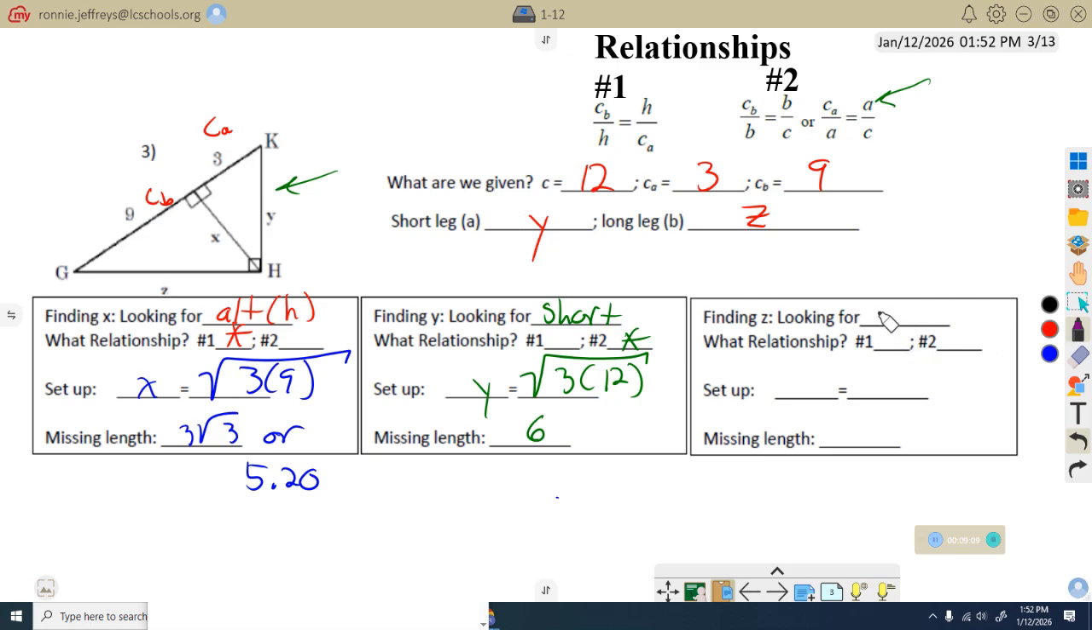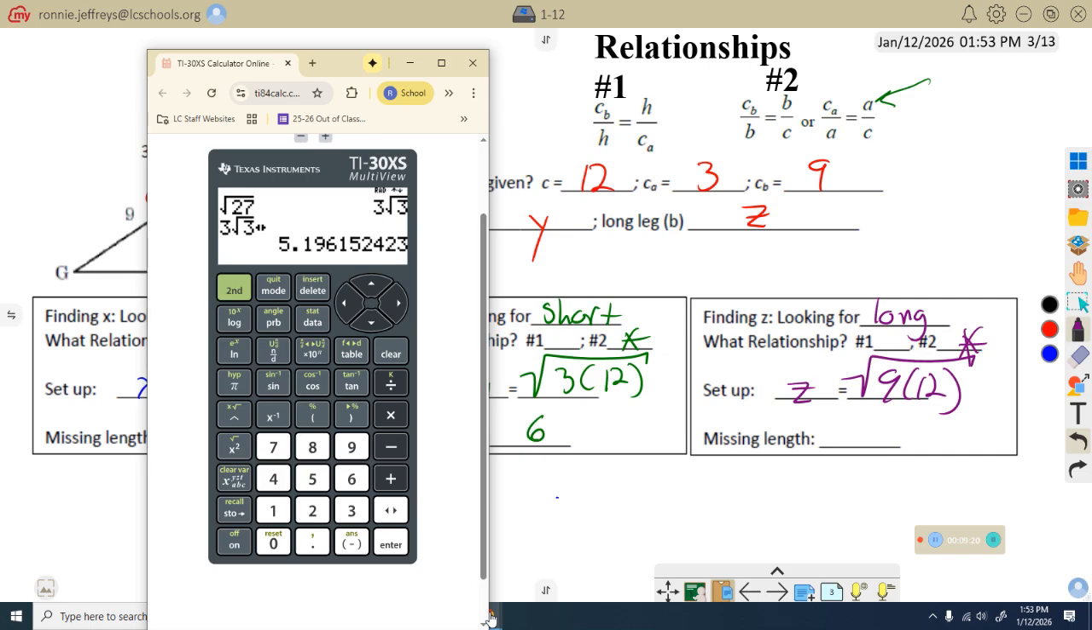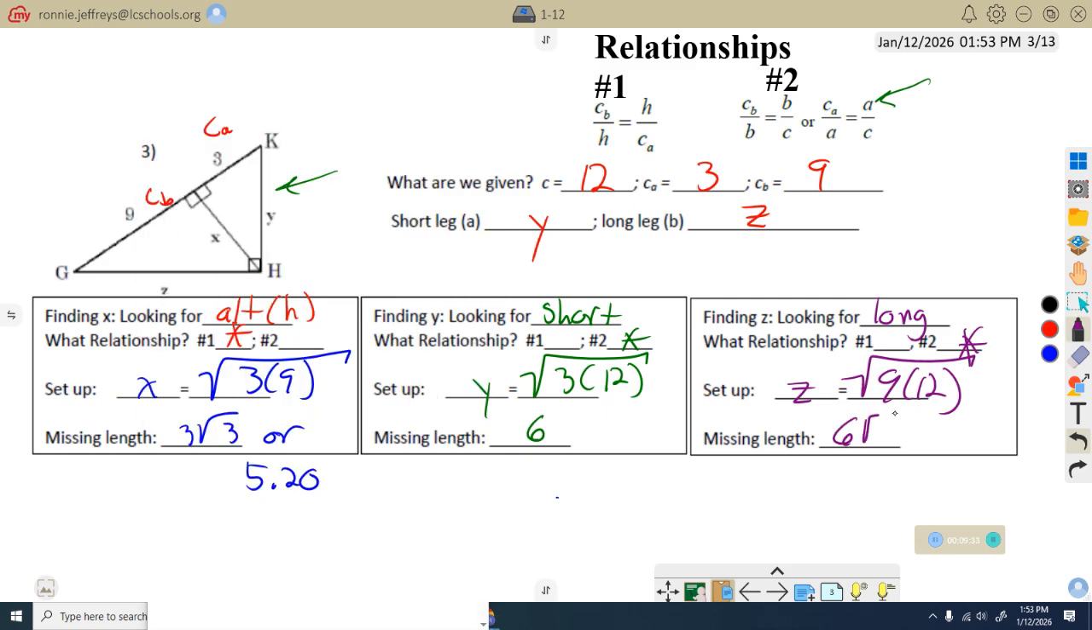And then this is for the long leg. So 9 times 12. Six root 3 or 10.39. All right, so that's number 3.